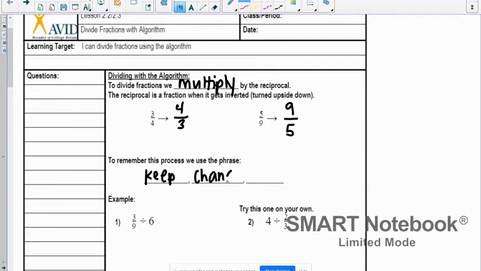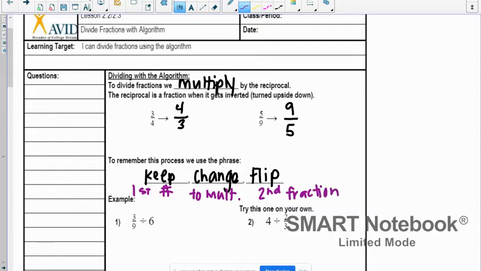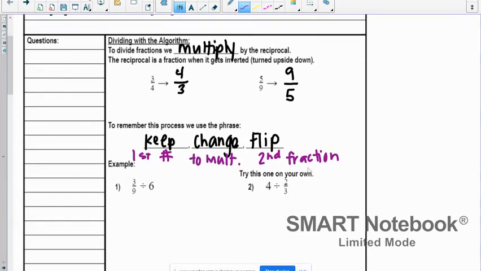Okay, so to remember this process, we use that phrase, keep, change, flip. Okay, and what this means: keep the first number. So the first fraction you keep exactly the same. Then you change the sign to multiplication, and then you flip the second fraction to its reciprocal. So that's what keep, change, flip means.